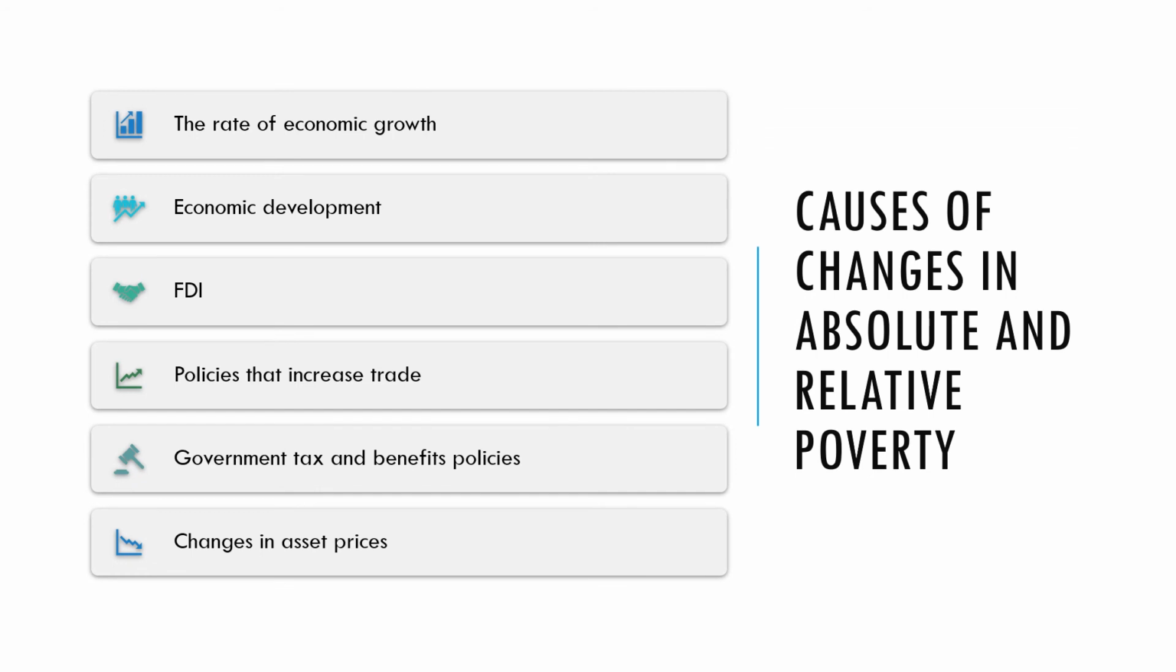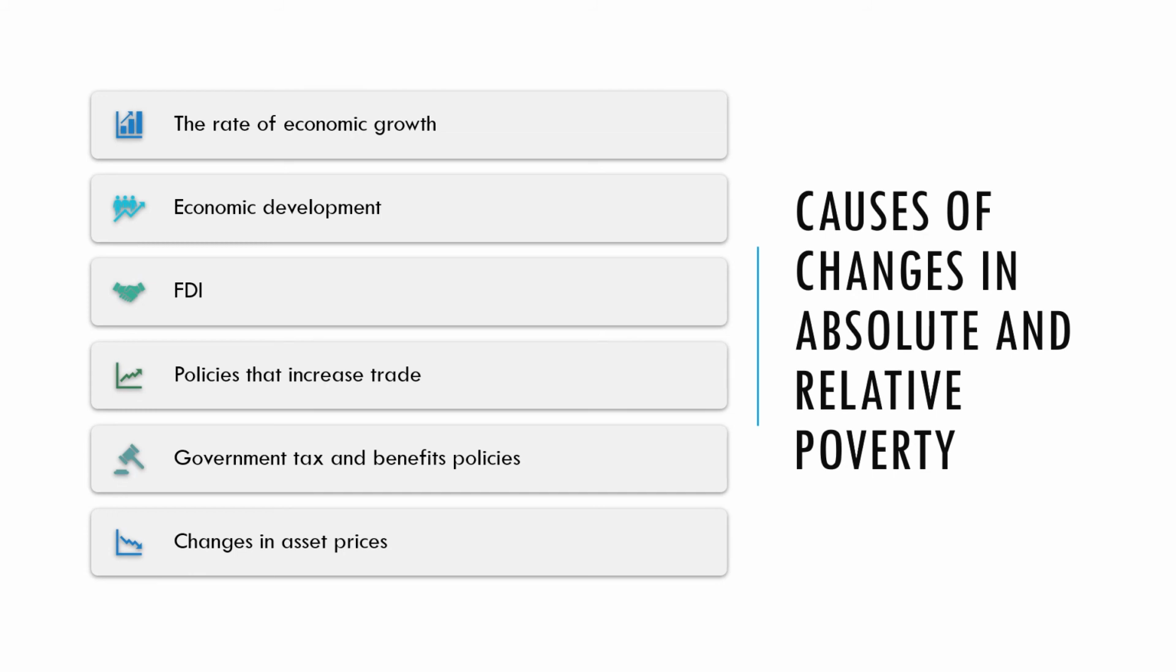So what might change the rates of absolute and relative poverty? Well, obviously the rate of economic growth and GDP per capita will be crucial in alleviating absolute poverty, but perhaps not relative poverty. Again, economic development, how developed the economy is. FDI, again, there's been lots of evidence to suggest that positive FDI flows can reduce absolute poverty. Policies that increase trade, again, can reduce absolute poverty.